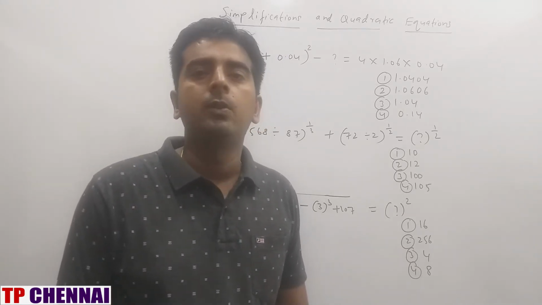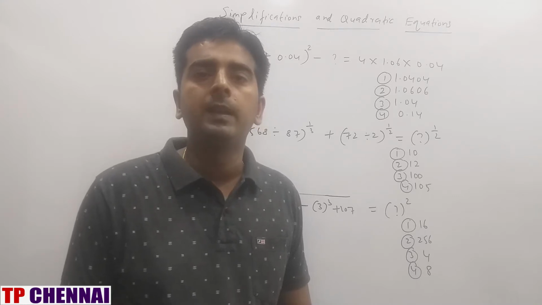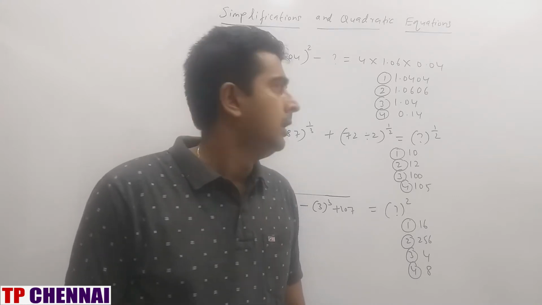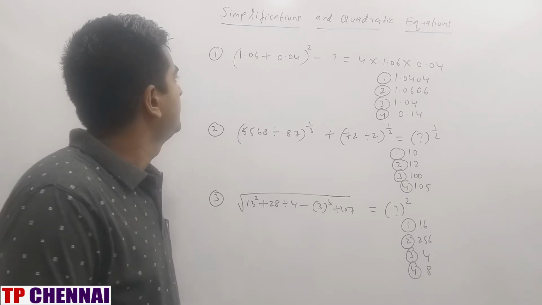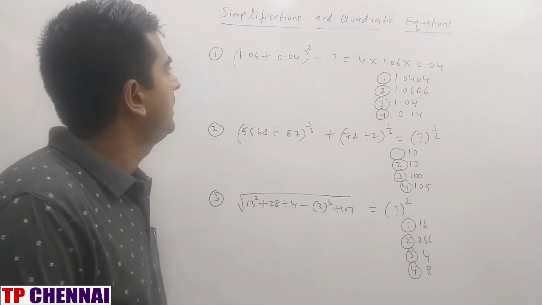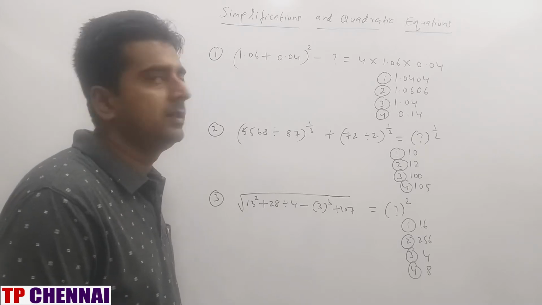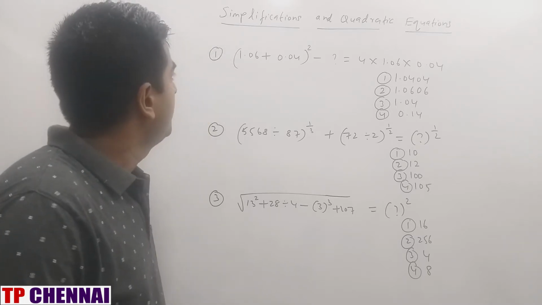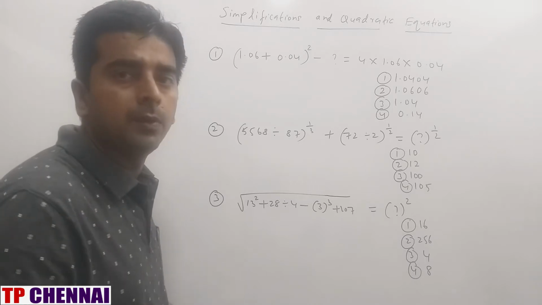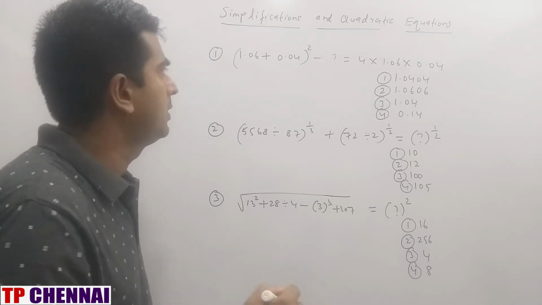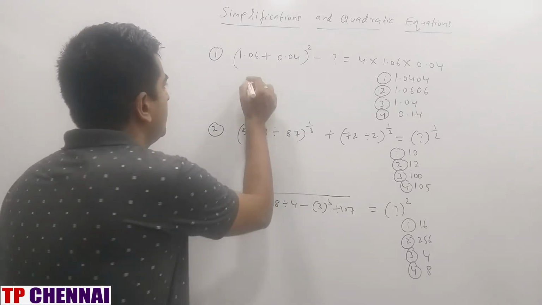In this video, we are going to see 10 questions from simplification and 5 quadratic equation. So, first one: (1.06 plus 0.04) whole square minus question mark is equal to 4 into 1.06 into 0.04. 1.06 plus 0.04 is nothing but how much? 1.1, and 1.1 whole square is 1.21.